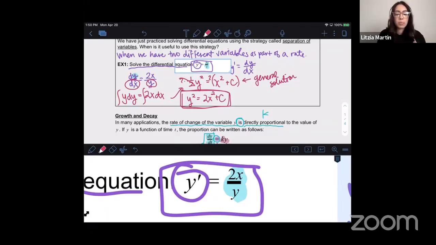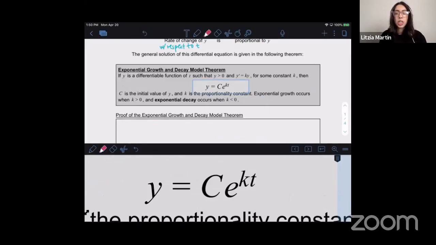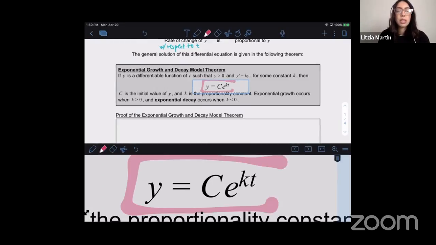We just went through the steps, right? And so before we go through those steps again for this new equation, we already know what the conclusion is going to be because of this theorem. It's going to be y is equal to c times e to the k times t. We're going to do the proof in just a second to prove that that's going to be your y value.